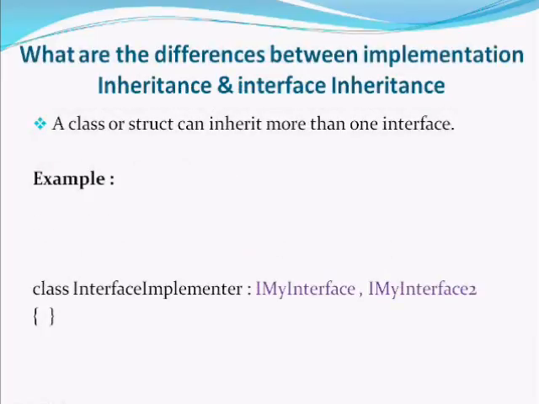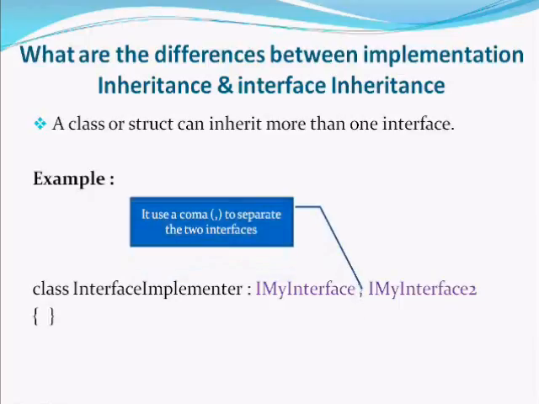Differences between implementation and interface inheritance. A class or struct can inherit more than one interface. We can do that by using a comma between the interfaces we are going to inherit in the derived class. When a class inherits an interface, it inherits only the method names and signatures because the interface itself contains no implementation.